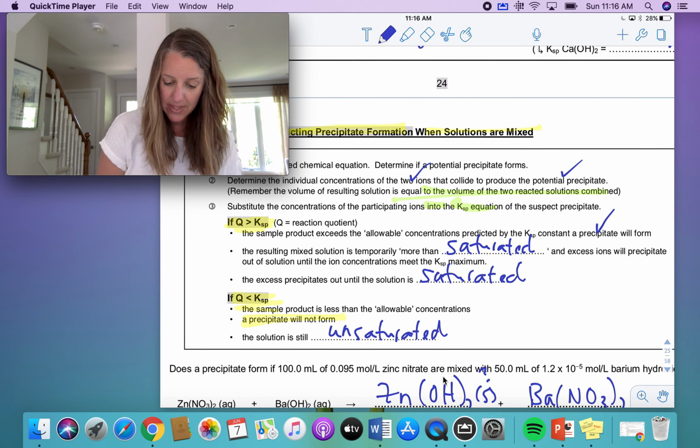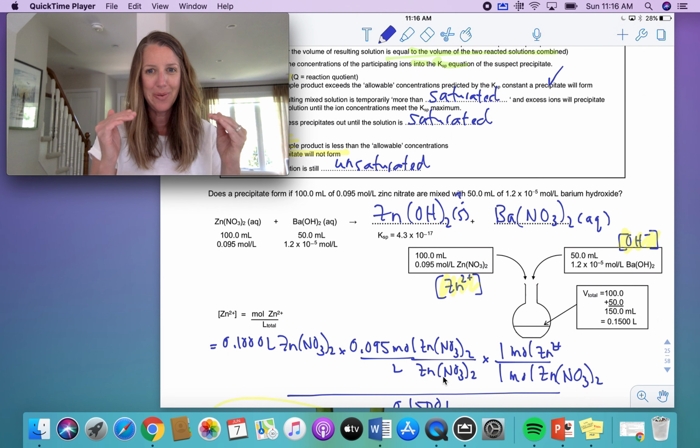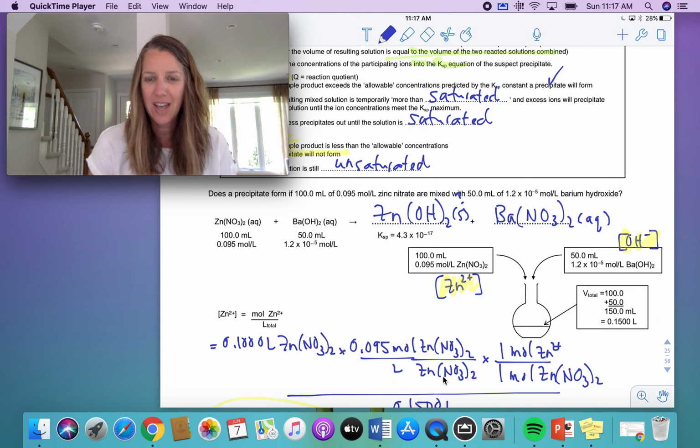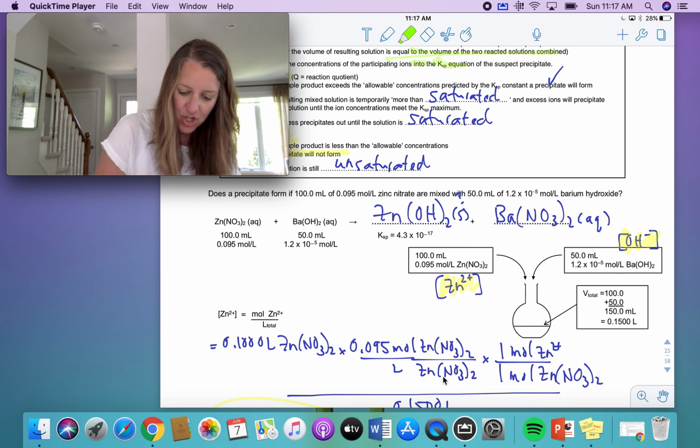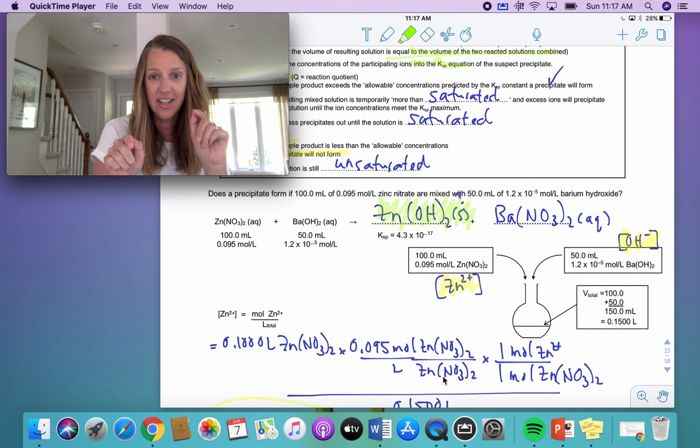Okay, so here's what that looks like, and there's a little picture here that explains it. The first thing we did was write our balanced chemical equation, double displacement. You look at the solutes that form at the end, and then we figure out which one is the potential precipitate. We don't know. So we know that we're going to use the concentration of the zinc ions and the concentration of the hydroxide ions in my solution, and we're going to put those concentrations into the Ksp.